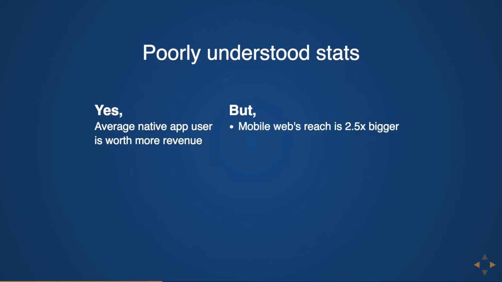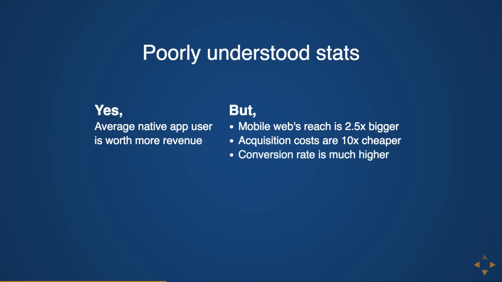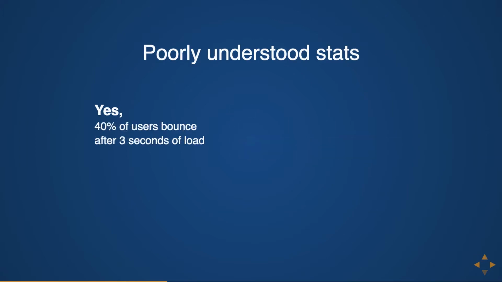Mobile web's reach is 2.5 times bigger than native's. Their acquisition costs are 10 times cheaper because all that money you pay to get people to download and install your app, all the friction in all of those steps means that they abandon it, ergo, it costs so much more to get them to actually convert. Conversion rate is much higher once they get there also because of all that removal of friction.